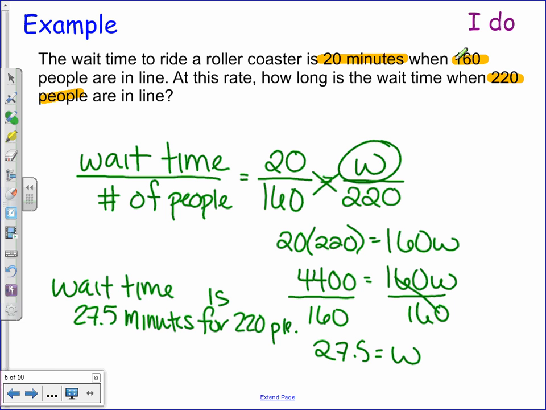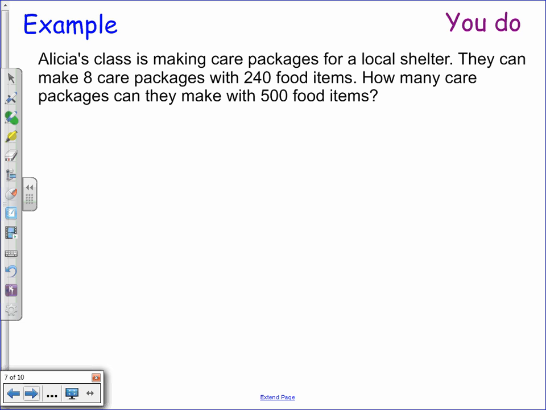All right, now it's time for a you do. Alicia's class is making care packages for a local shelter. They can make 8 care packages with 240 food items. How many care packages can they make with 500 food items?